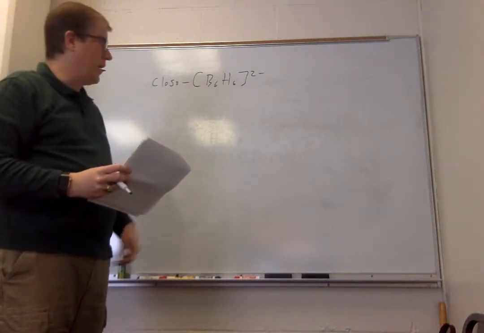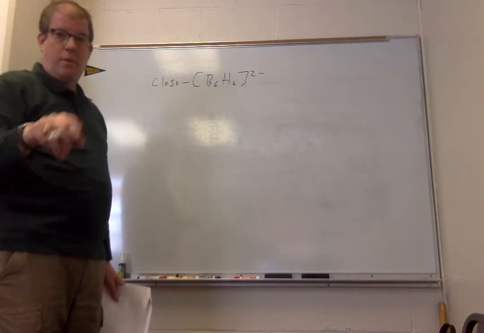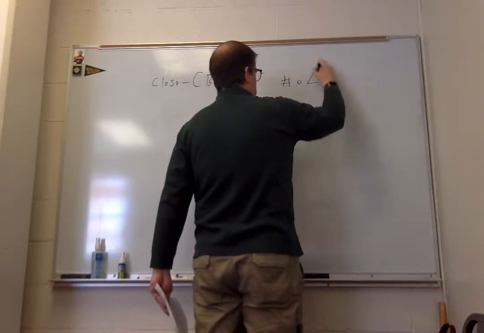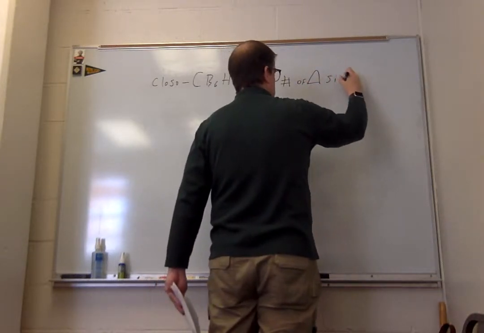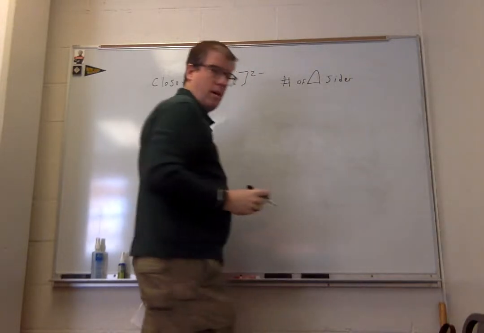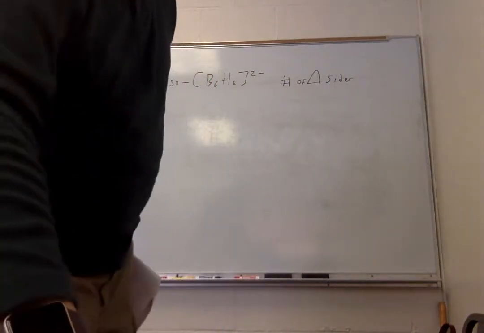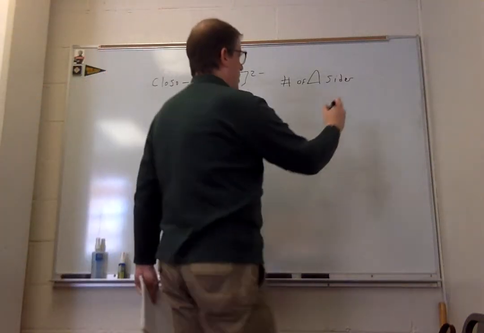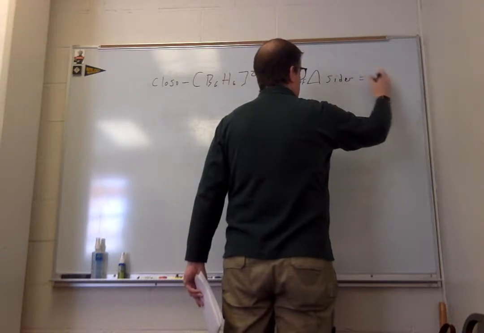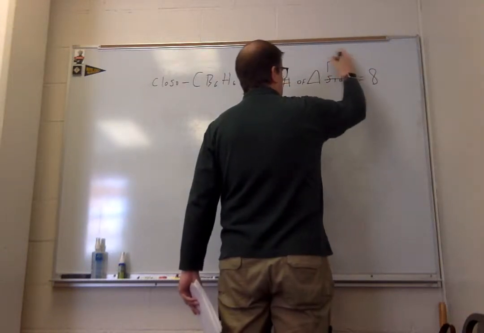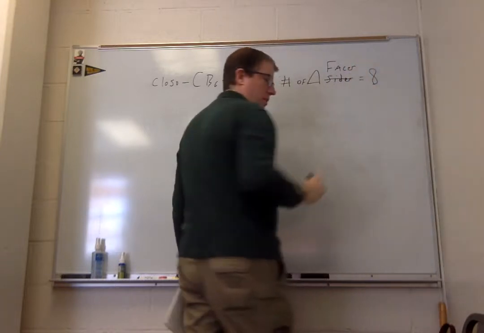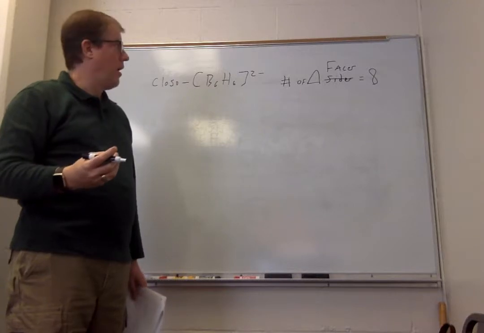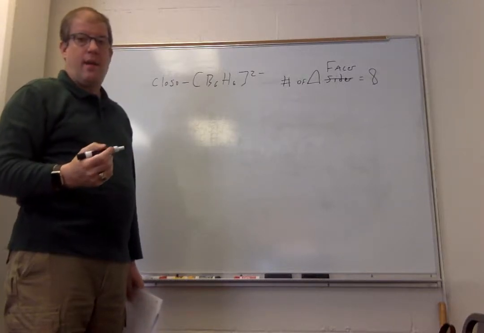B6H6 2-. So if you look at that and you count the number of sides, how many are there? There's 4 on the top, 4 on the bottom. And let me specifically change that, because it is important to use the right word here. How many triangular faces are there? 8. This is an octahedron.